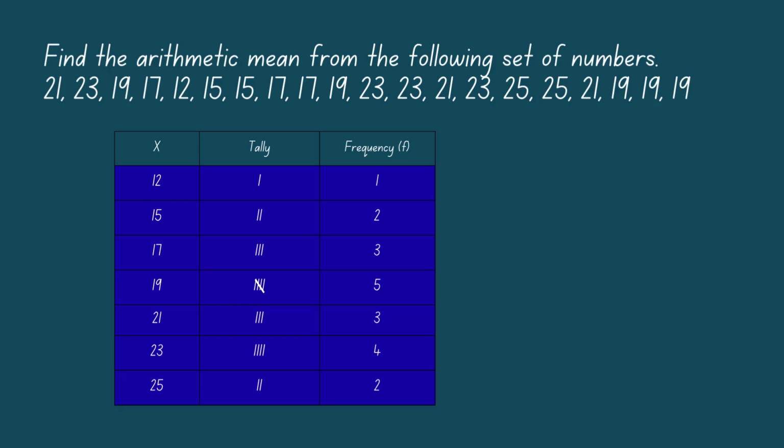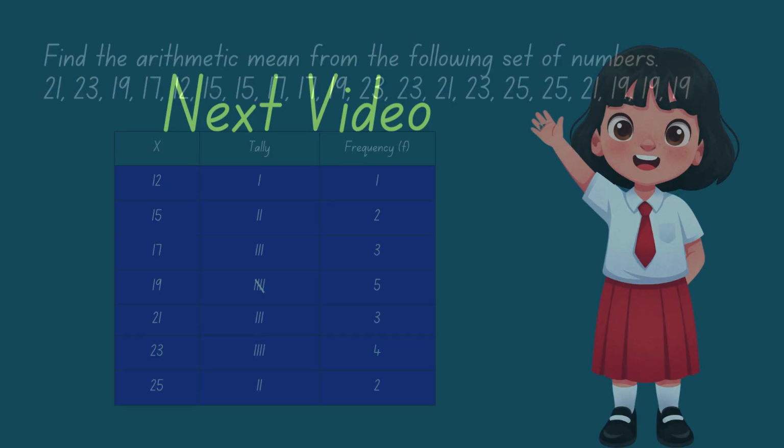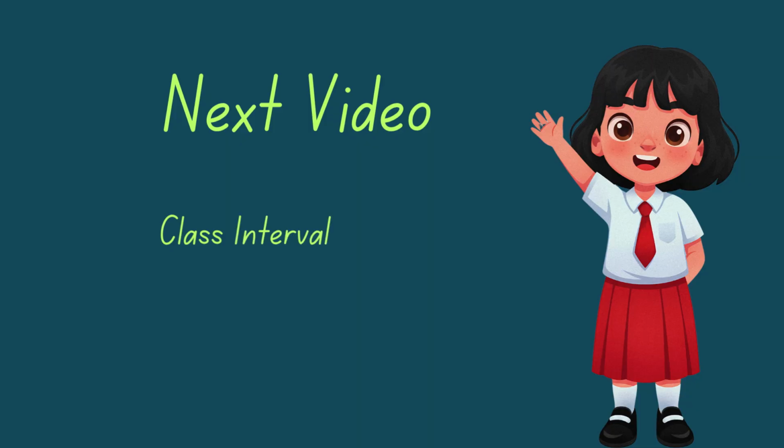Now here also, counting all the numbers, finding which numbers are there, and writing them under x value is another tedious job. So we have yet another method to make this easier. This is called the class interval method, and we'll do this in the next video.